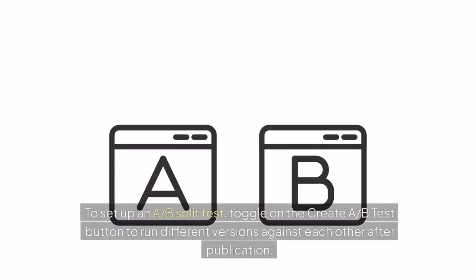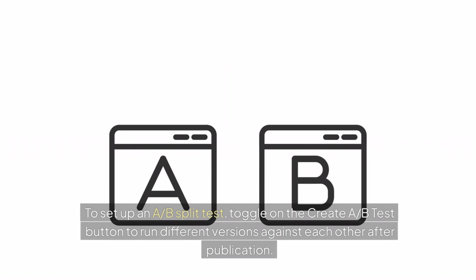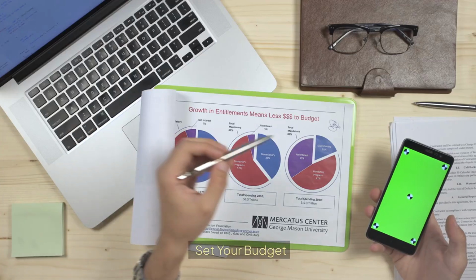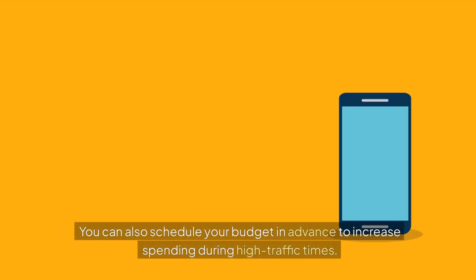To set up an A/B split test, toggle on the Create A/B Test button to run different versions against each other after publication. Set your budget. Choose between a daily budget, minimum of $1 per day running continuously, and a lifetime budget, running for a specified time period. You can also schedule your budget in advance to increase spending during high traffic times.